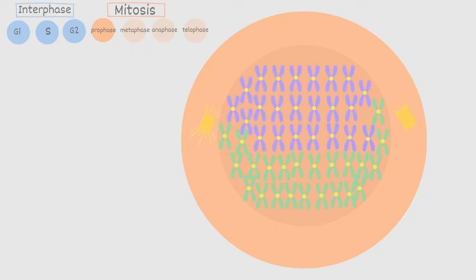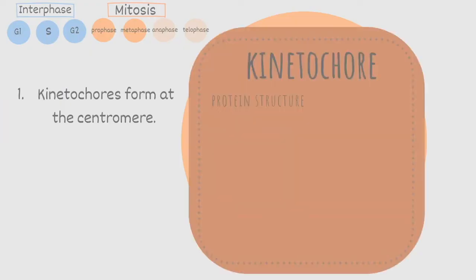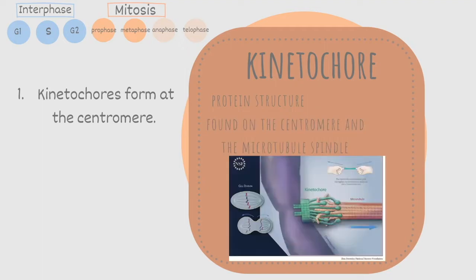After prophase, the cell moves into metaphase. Here, the kinetochores form at the centromere. Kinetochores are a protein structure, and they are found on the centromere, but also on the microtubule spindle. Here's an illustration I found online that shows a bit how the kinetochore works. It holds on to the microtubule and locks it in place.